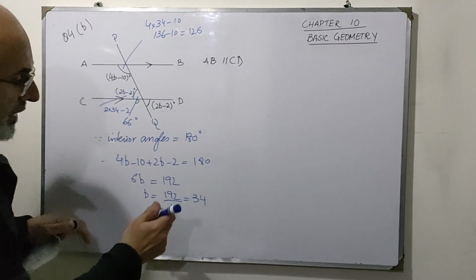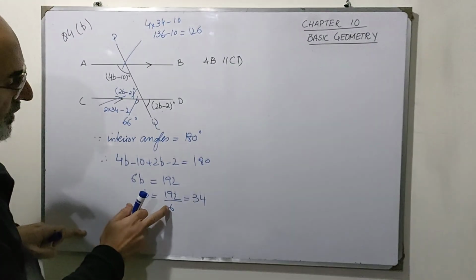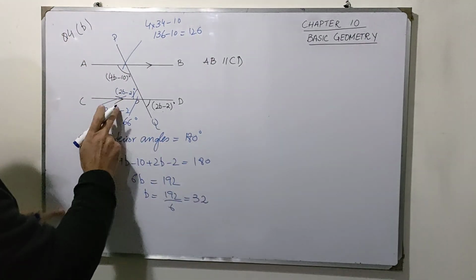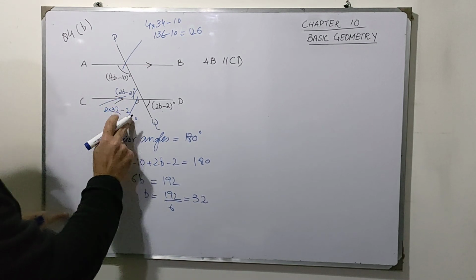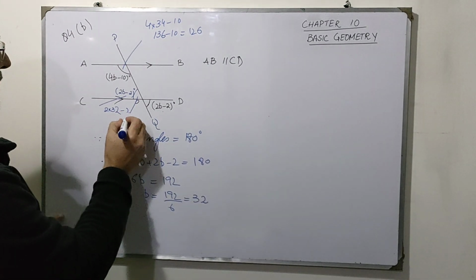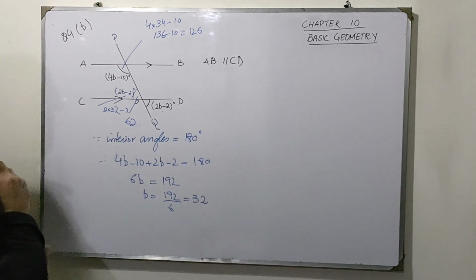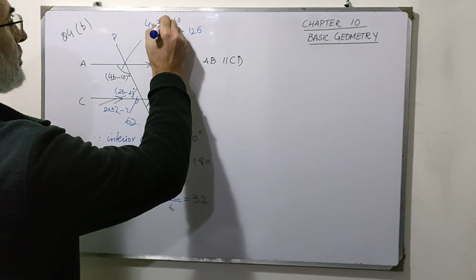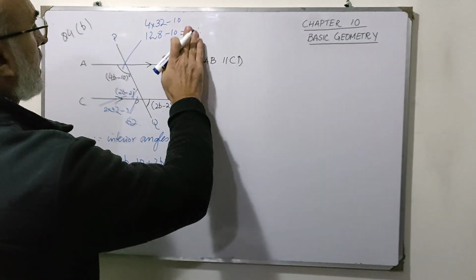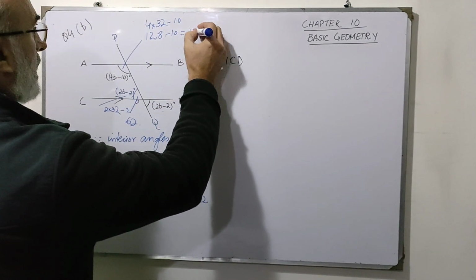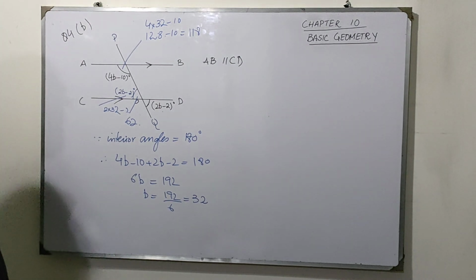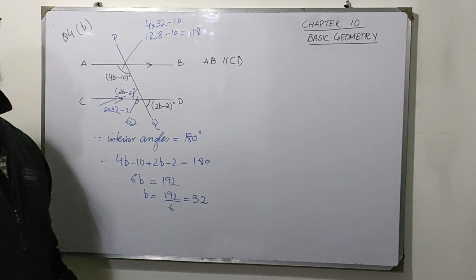I made a mistake. So 192 divided by 6. 6 threes are 18 and then 12, 6 twos are 12. So it is 32. I wrote it wrong. So it is 2 into 32, 64, now minus 2, 62. And this is 32, so 4 into 32 is 128, minus 10, it is 118. Okay, so 118 and 62, it is equal to 180 degrees. So the interior angles sum to 180 degrees. So we have our values.